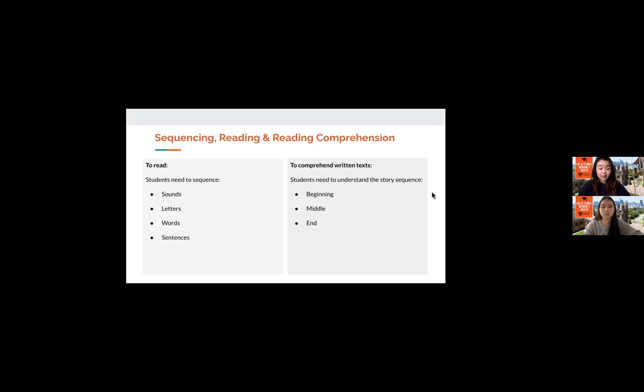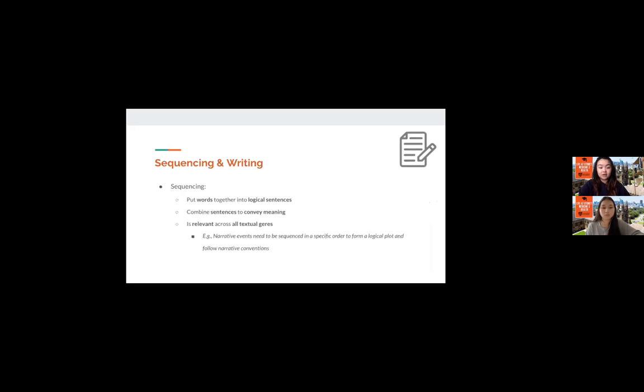In a similar way to reading, sequencing skills are important for writing tasks. Sequencing allows students to put words together into logical sentences that follow correct syntax rules. Sentences must also follow a logical sequence to convey appropriate meaning. Across all textual genres, students are expected to sequence their writing appropriately. For example, students who write narratives need to understand and orchestrate story events in a specific order to form a logical plot that follows narrative conventions.